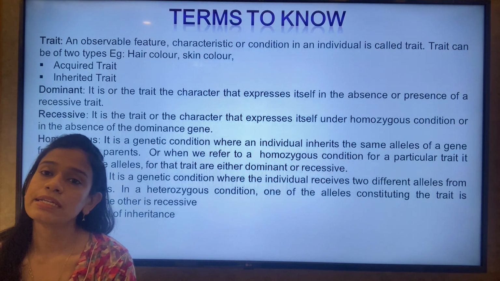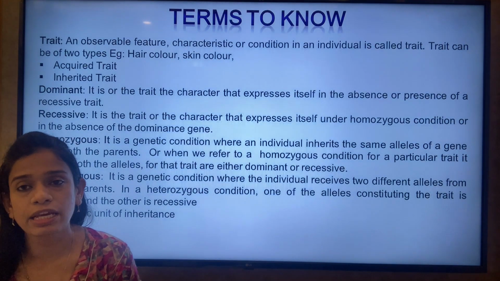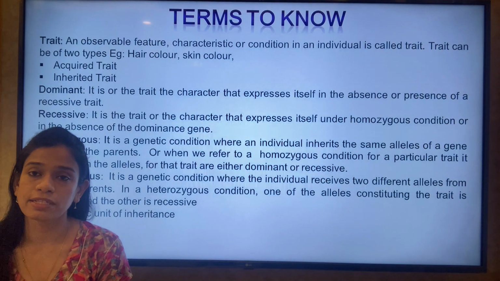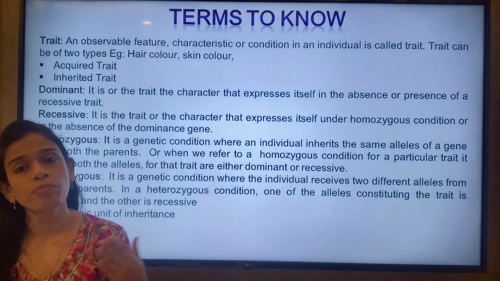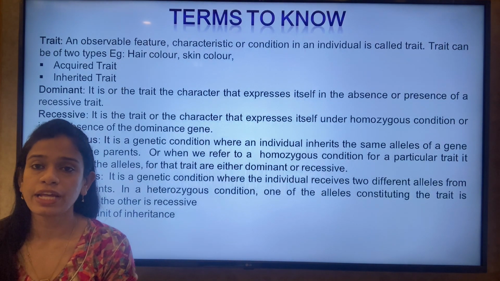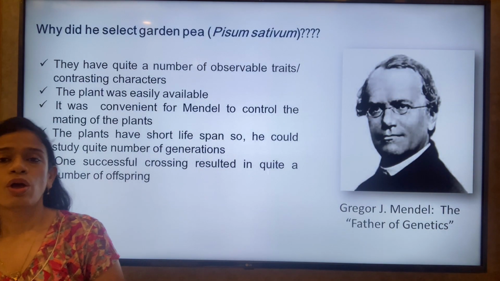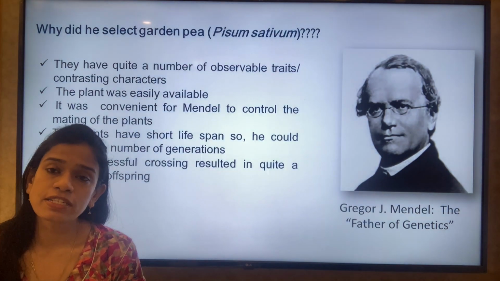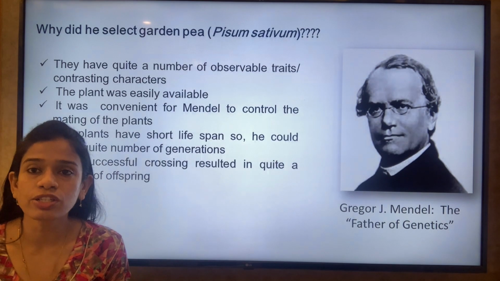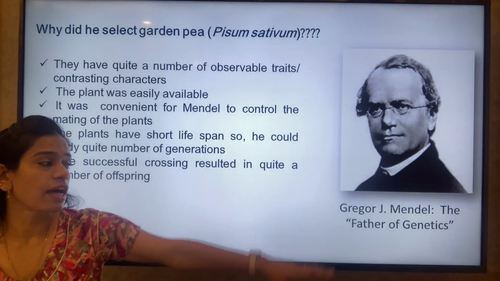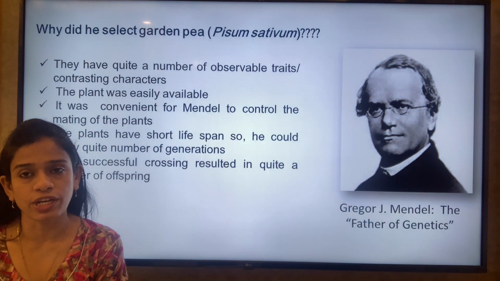And finally, it is the gene that is the basic unit of inheritance. So the basic unit, what gets inherited from a parent to the children, is known as gene. When we talk of gene, where did this concept come from? Who laid the foundation stone for all this? It was none other than Gregor Johann Mendel, who is also known as the father of genetics.